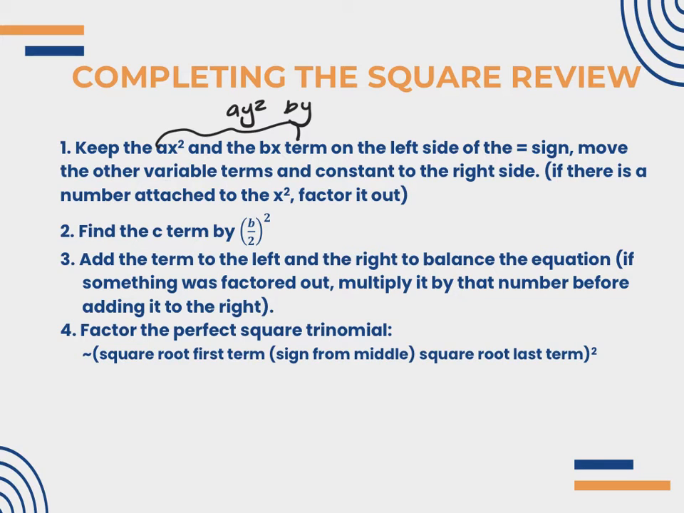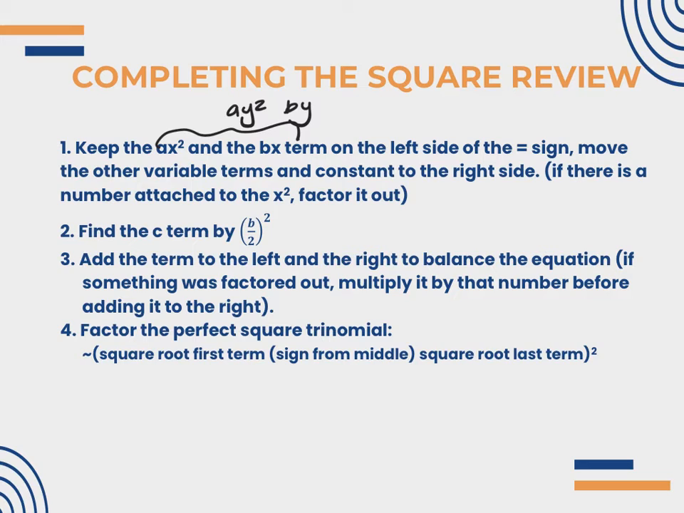So that's like step 3. Add the term to the left and to the right to balance the equation. Again, if something's factored out, we have to multiply it by the number on the front before you can add it to the right. Then you'll factor the perfect squared trinomial. Square root the first term, square root the last term, take the sign from the middle.